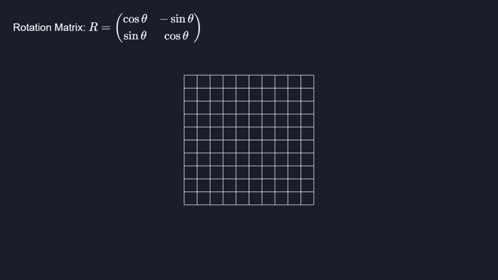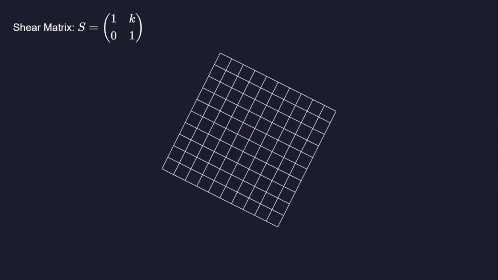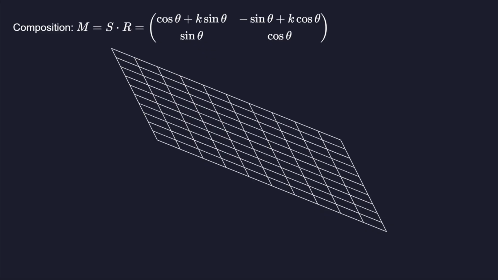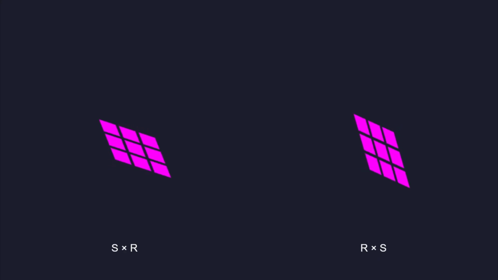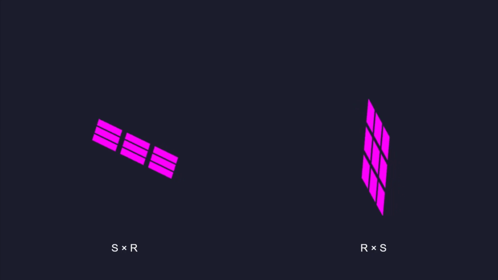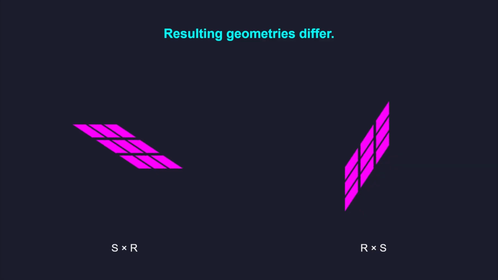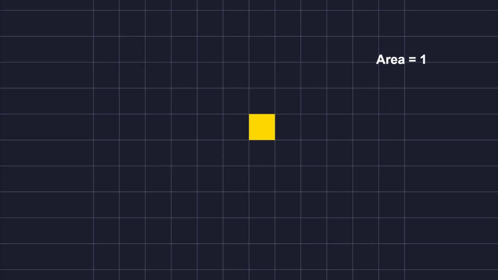Applying a rotation followed by a shear is equivalent to multiplying their respective matrices. The resulting matrix represents a single complex warp that encapsulates both operations in a specific sequence. Matrix multiplication is not commutative. If you shear space and then rotate it, the result is completely different than rotating first and then shearing. The order of transformations dictates the final geometry of the world.